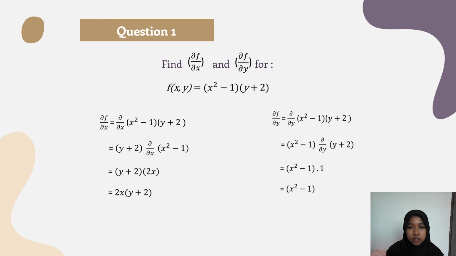Let's move on to ∂f/∂y at the right side. First of all, we rearrange the equation into the formula. Then, x² - 1, we put at the front. And then we differentiate y + 2, which becomes 1. Then x² - 1 multiplied by 1. So the final answer is x² - 1.